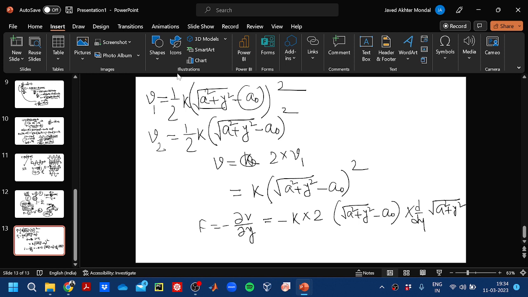Now we will treat the case for small oscillation. So what does small oscillation mean? If this is our system, then the displacement along the y direction will be very small compared to the length a. So y will be very small compared to a. This is our small oscillation approximation.